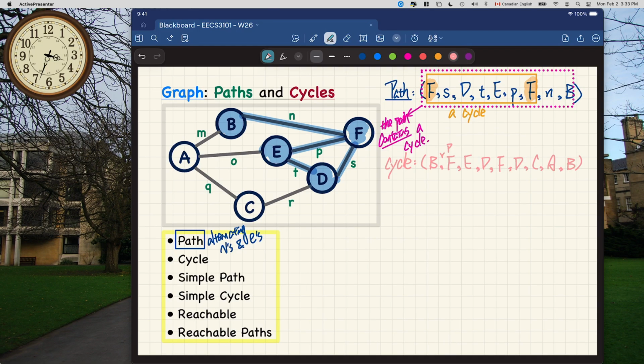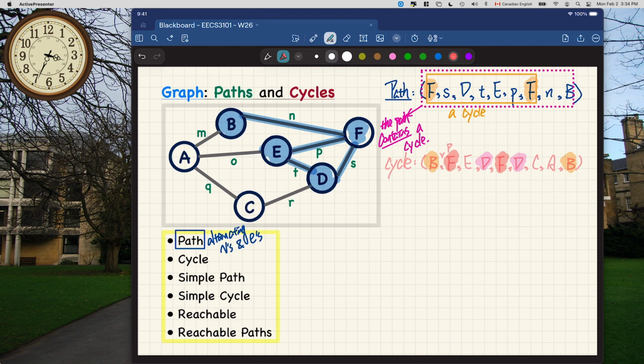So now what's interesting about this cycle here? First of all, why is it a cycle? It's because the beginning and the end are the same. So that qualifies it as a cycle. However, this is not a simple cycle because within it, there's another cycle. For example, you can see that D here is also repeating itself, and F is also repeating itself.